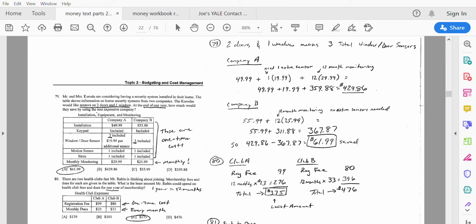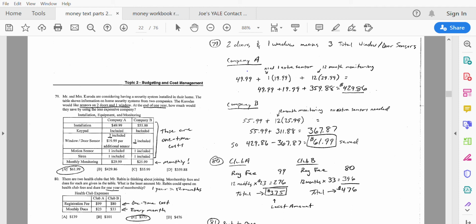Okay, so right here, I just kind of should erase that. So sensors on 2 doors and 1 window. And then it says at the end of 1 year, how much would they save by using the less expensive company? So this is just another problem where you have to compare 2 companies, find the price, and then you just got to know, are they asking for the price, or are they asking how much would they save, or how much more is one than the other, and so on.